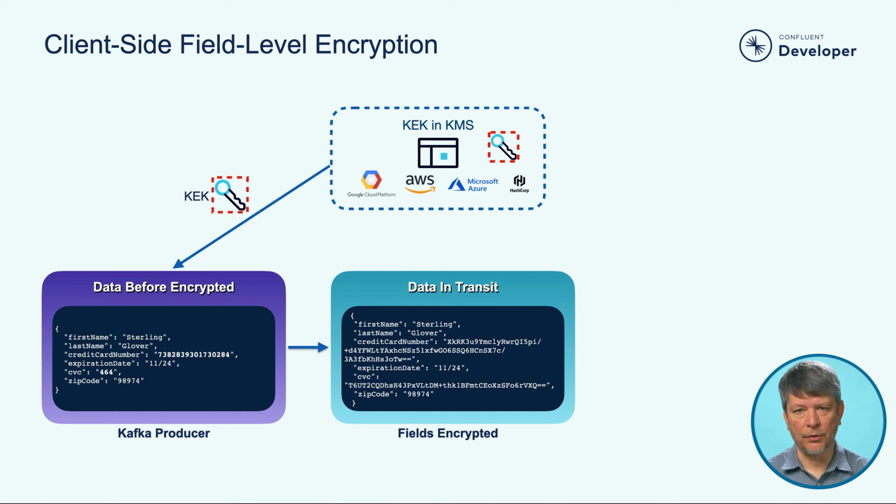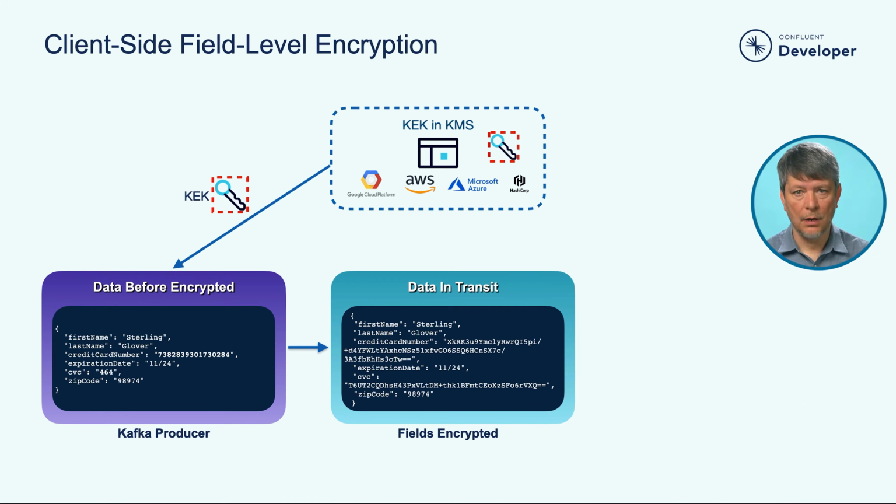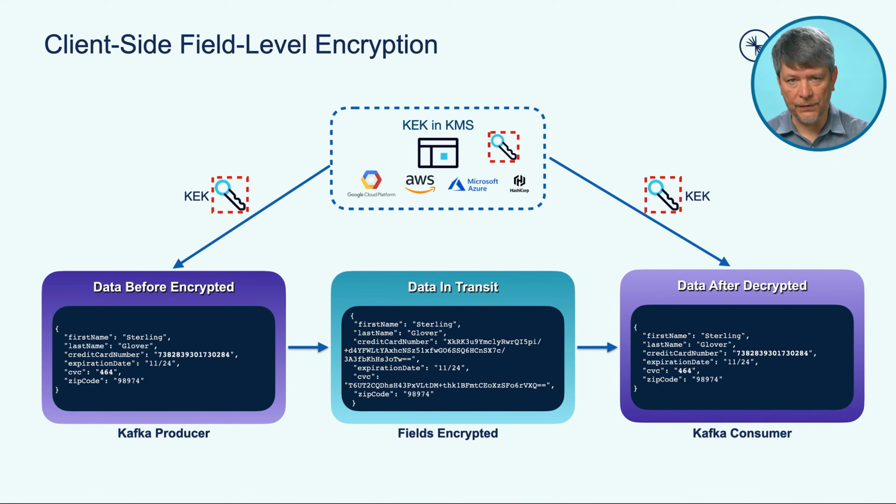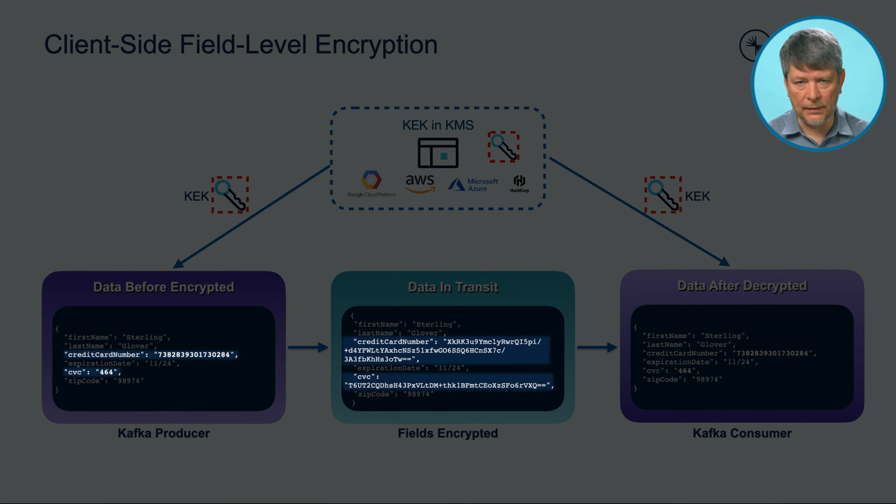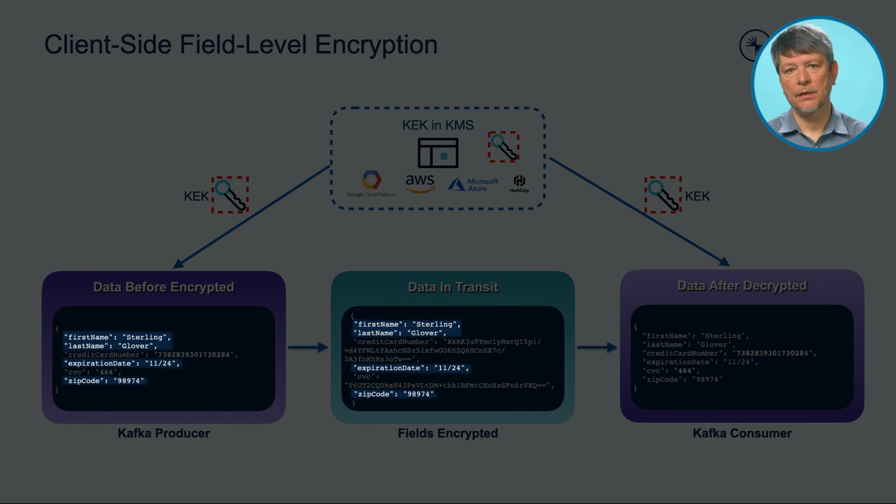The Kafka producer encrypts the sensitive fields before publishing the message to Kafka. On the consumer side, the process reverses. The encrypted fields are decrypted. In our example, the credit card number and the CVC, the card verification code, are encrypted while all the other fields are plain text. To make this process efficient, we use envelope encryption.